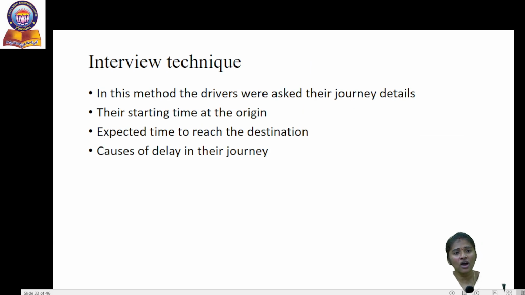Next we have interview technique. In this technique, the drivers will be asked some questions about their journey: their starting time at the origin and their expected time to reach the destination, and they will be interviewed to know about the causes of delay in that journey.